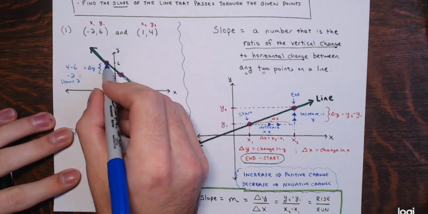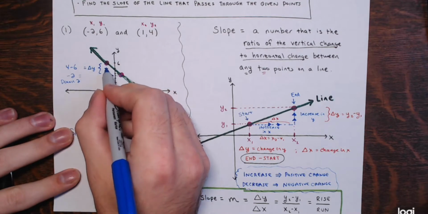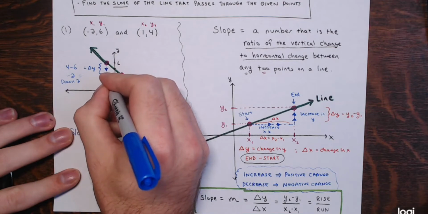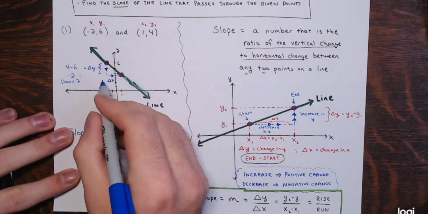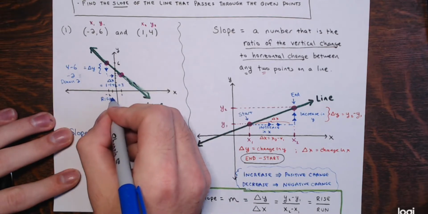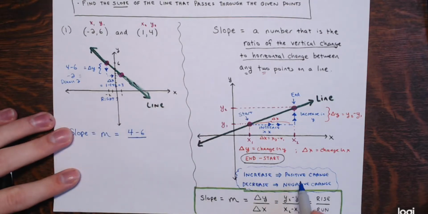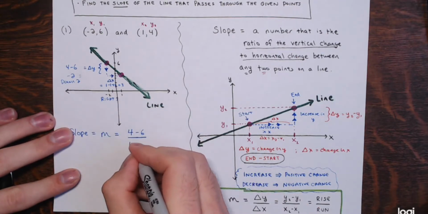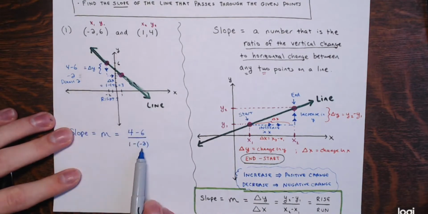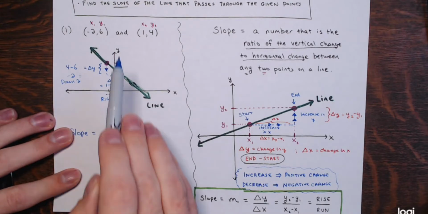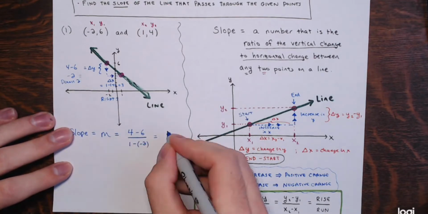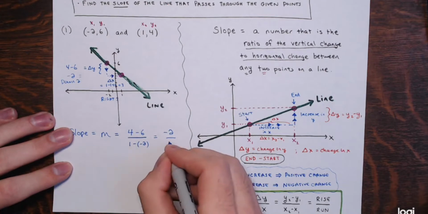Again, starting at negative 2, 6 and ending at 1, 4, I go down and then I go to the right 3 units. So delta x here, again, end minus beginning, is 1 minus negative 2. That's a positive 3, an increase of 3, a positive change. It's second y minus first y in the numerator, and you've got to do it in the exact same order in the denominator: second x minus first x, 1 minus negative 2. And so the numerator is negative 2, the denominator is positive 3, and there's the slope.